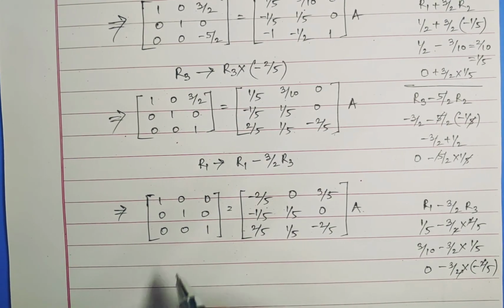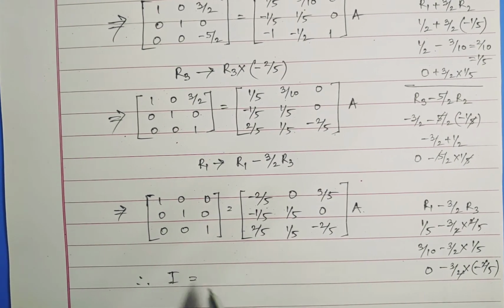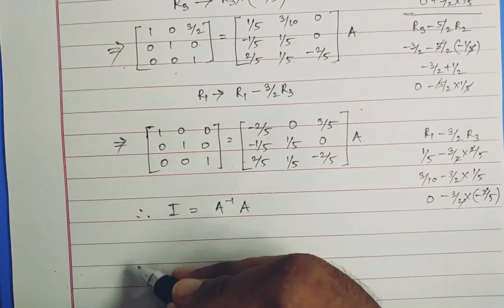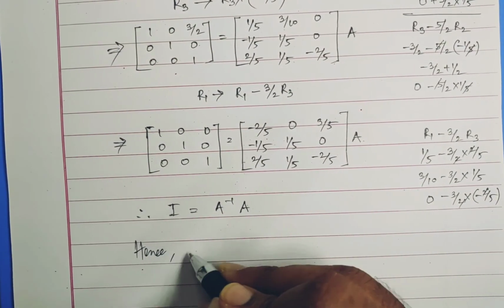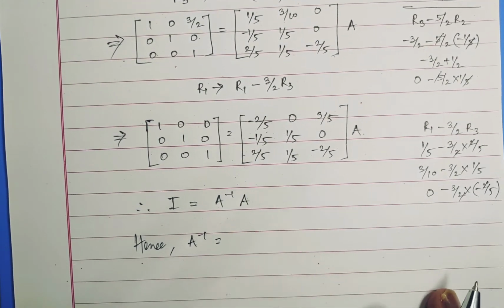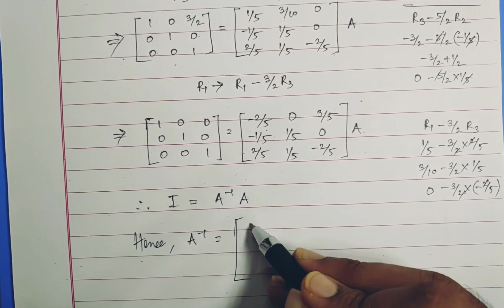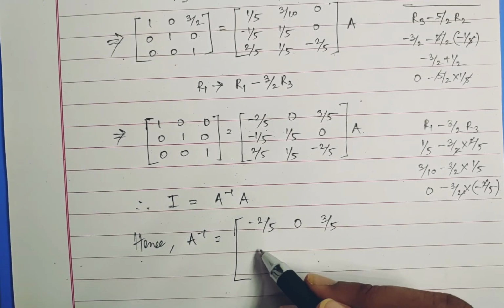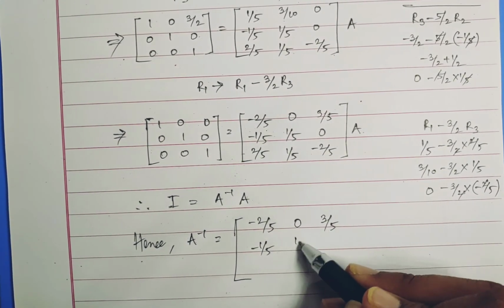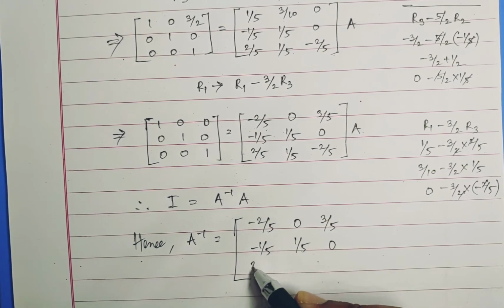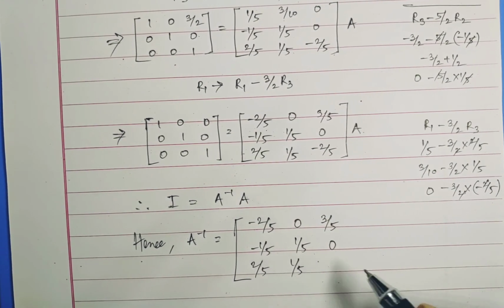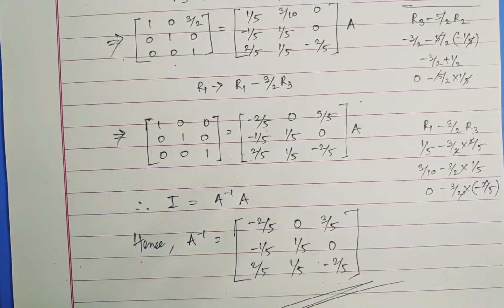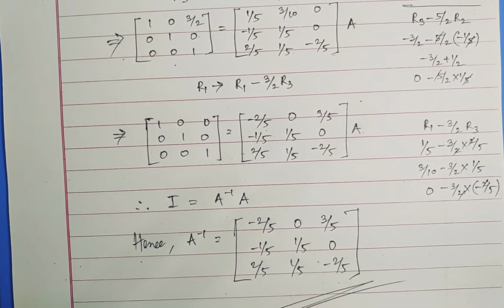So therefore I is equal to A inverse A. So hence A inverse is equal to this matrix. That's it. Minus 2 by 5, 0, 3 by 5, minus 1 by 5, 1 by 5, 0, 2 by 5, 1 by 5, minus 2 by 5. That's how we find the inverse of an order 3 matrix.